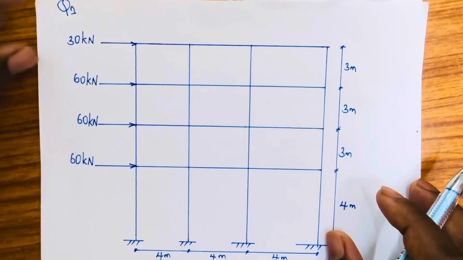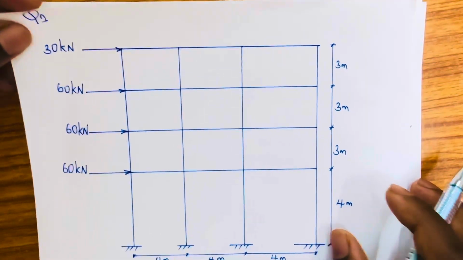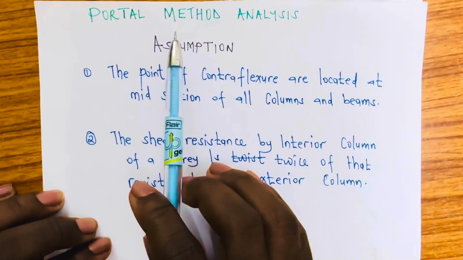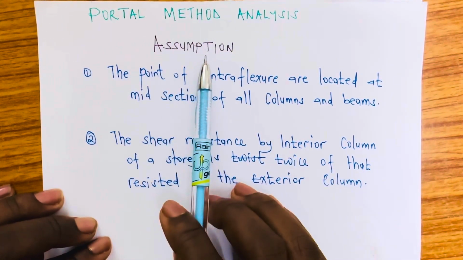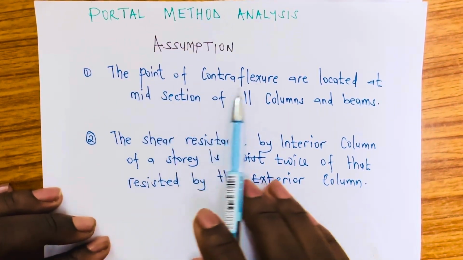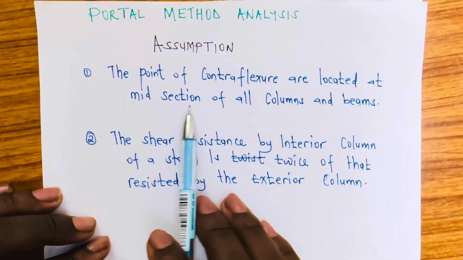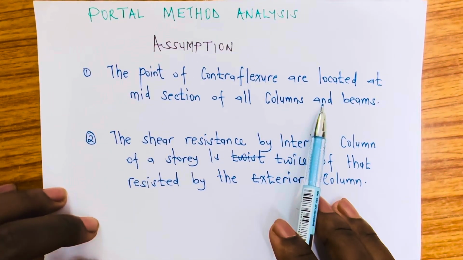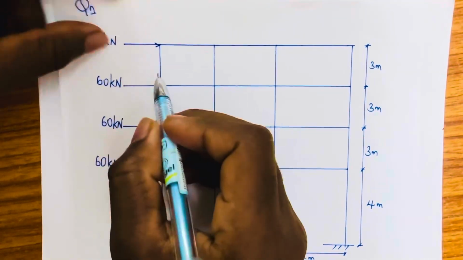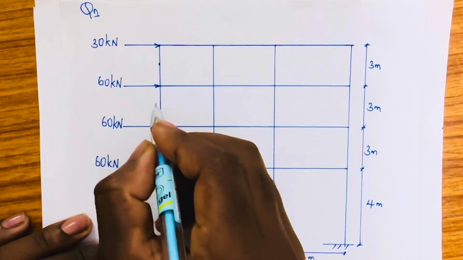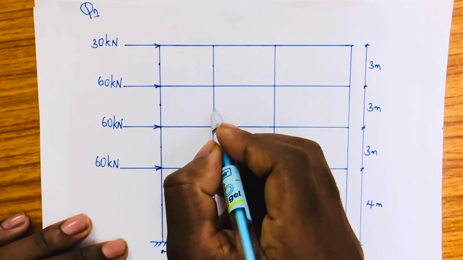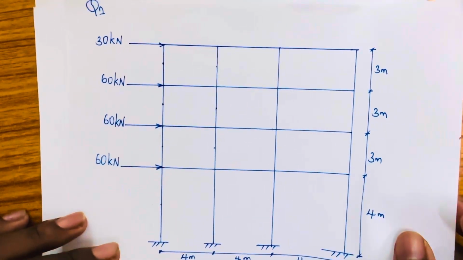And before we analyze it, let's look at a possible assumption that we need to take to help us do this analysis. So in portal method analysis, the first assumption that you have to take that will help you to solve the problem correctly is that the points of contraflexure are located at the midsection of all the columns. You know the columns, definitely the vertical ones. So that means all the centers, at this point, at this point, at this point of all the columns. These are called points of contraflexure. So that is what the first assumption means.